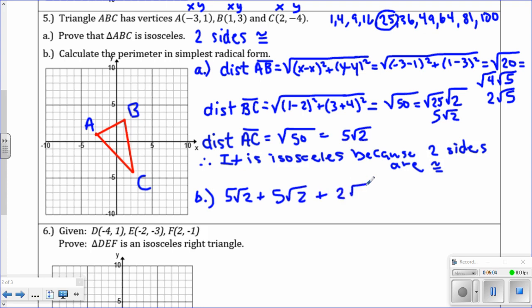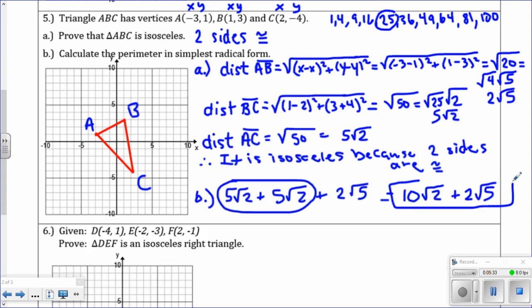And at this point, it's really combining like terms. The like terms are the ones that have the same radical. So see how we have radical 2, radical 2? I can combine these. So when you combine these, you're adding the coefficients. 5 plus 5 is 10, but they're like terms, so keep the radical the same. Keep it radical 2. So those add up to 10 radical 2. 2 radical 5 is not a like term because it has a different radical. So I would just leave it as 10 radical 2 plus 2 radical 5. That's the perimeter.